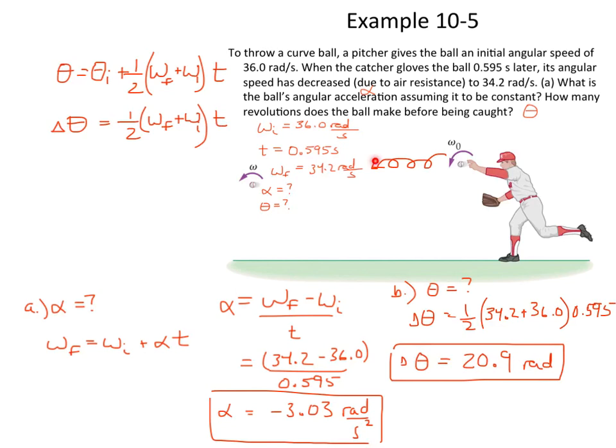So again, a very close parallel to our values in one-dimensional kinematics, but we have radians instead of meters, and radians per second and radians per second squared, but everything else matches up very nicely. So that's example 10.5, finding angular acceleration and finding angular displacement.